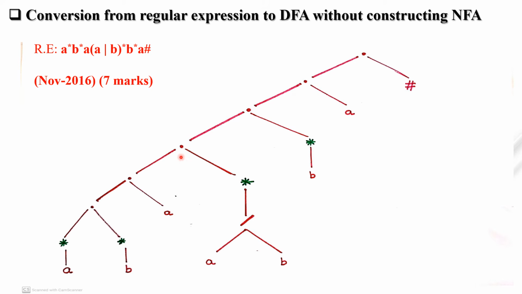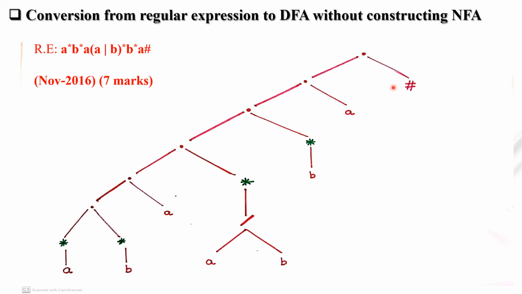Okay, next we have to concatenate with B star. So first we write B, then star, and then we have to concatenate with it, and last we have to concatenate with A and hash. It is very simple to draw. Okay, let's practice more and more. If you have any difficulty, please contact me.